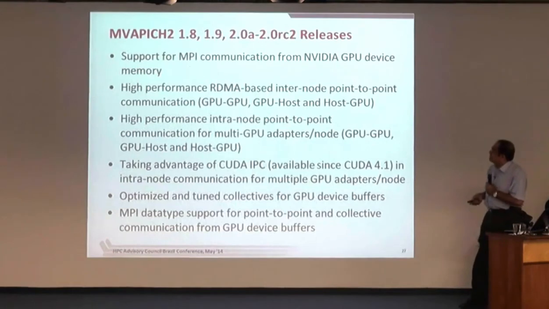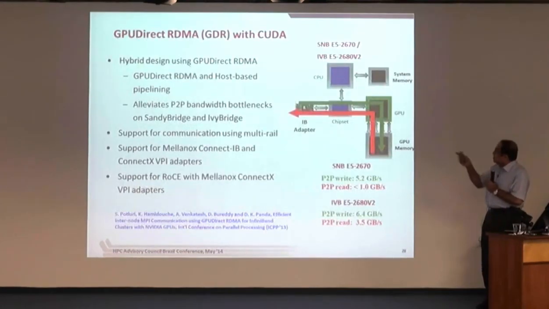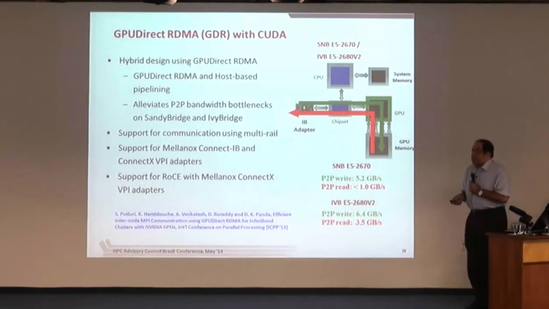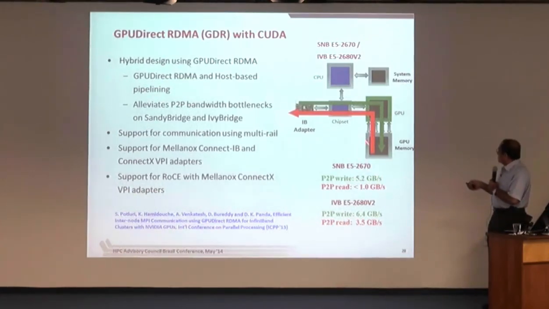So what has happened over the last several years in our MPI stack, if some of you might be using it, is that every time we make a release, we also take the newer features of the GPGPUs and all these paths into account, so that we provide high performance RDMA-based communication between GPU to GPU, GPU to host, and host to GPU. We also take care of intra-node point-to-point communication. We also take CUDA IPC, and based on these we optimize and tune collectives as well as datatype support.